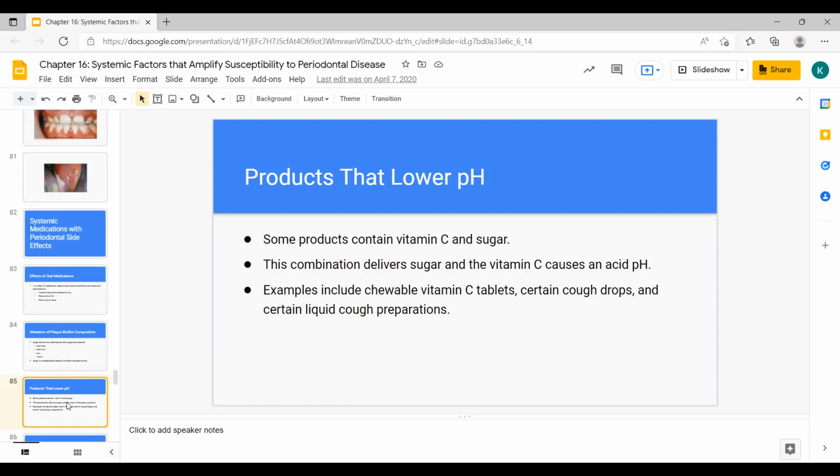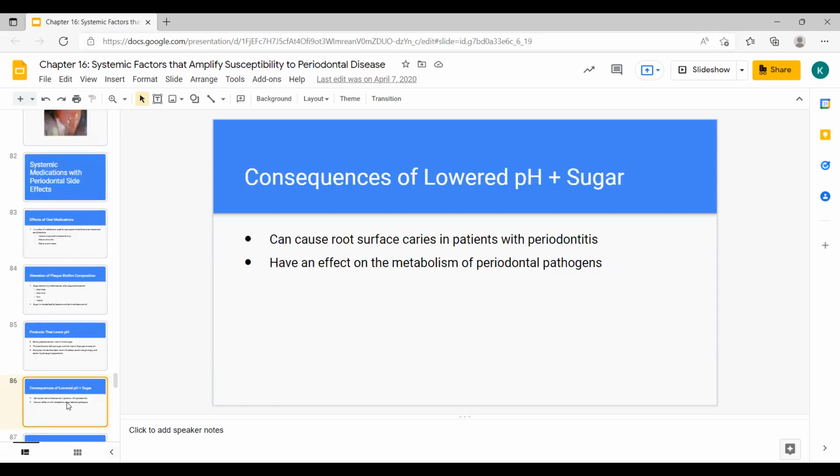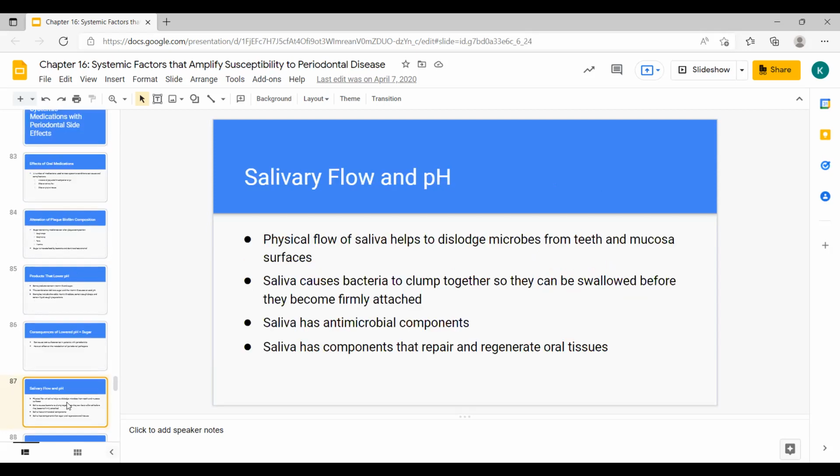A lot of acidic things with vitamin C can lower the pH, okay, which is going to increase the risk for caries and perio, just because it provides a more ideal environment for the bacteria, okay? It can cause root surface caries in patients with perio, and like we talked about, has an effect on the metabolism of periodontal pathogens. The physical flow of saliva, though, helps to dislodge microbes from the teeth and mucosa surfaces.